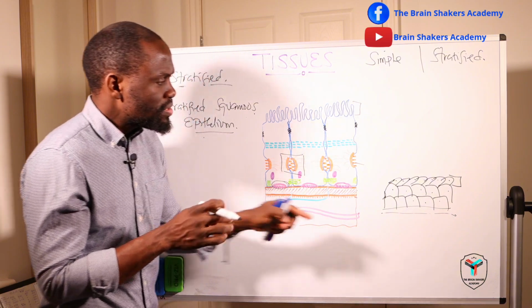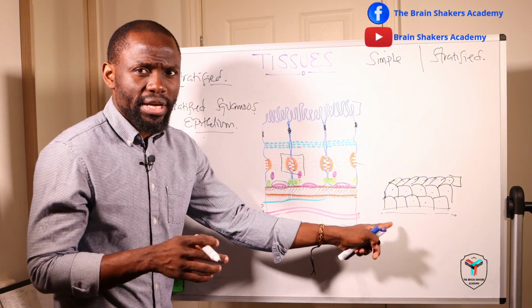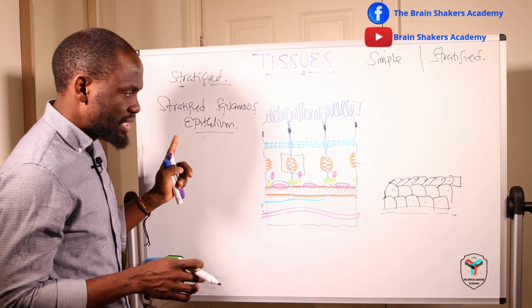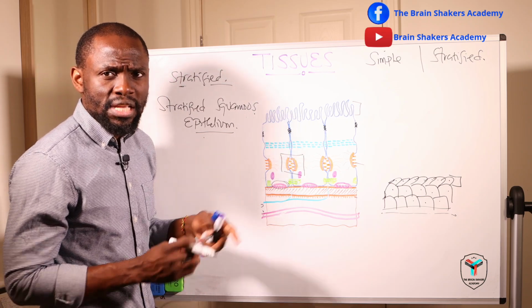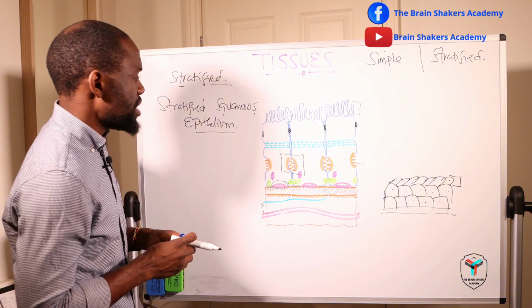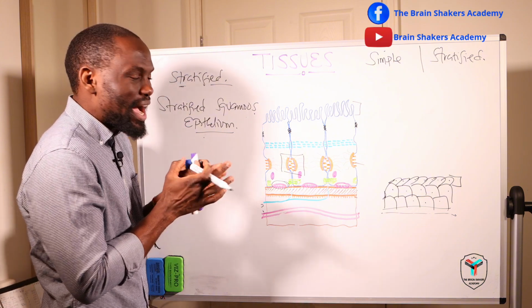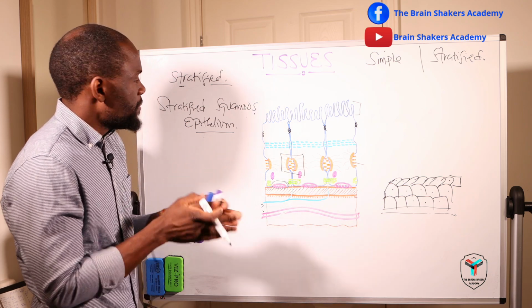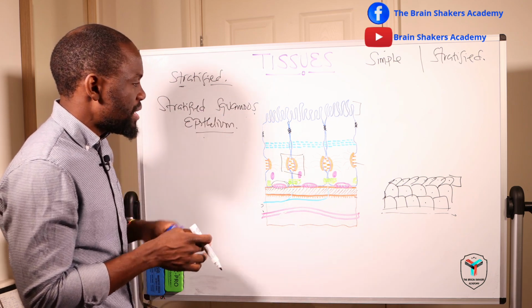The stratified squamous epithelium, you will find it mostly in areas where there is going to be consistent mechanical and physical abrasion, such as in the oral cavity. You find it in the pharynx, you find it in the esophagus, you find it in the cervix, in the anal area, and also in the vagina. Any area that has more mechanical and physical abrasion, you will find a stratified squamous epithelium.